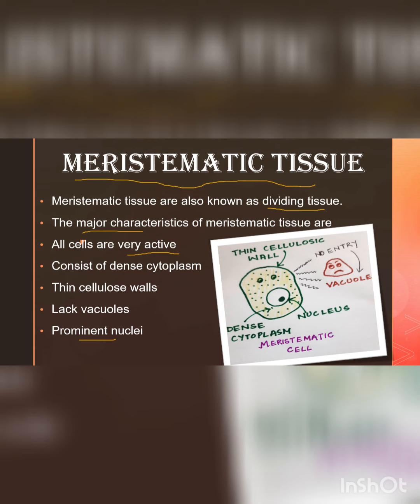And it has a prominent nucleus. You all can see in the middle it has a prominent nucleus, and the majorly important characteristic feature which you all should remember is they lack vacuoles. And here also the meristematic cell is telling vacuoles that there is no entry inside its body. Okay, because the vacuoles will be present in the permanent tissue. Okay, so what you all understood? You all understood that vacuoles will lack in meristematic tissues and will be present in the permanent tissues.